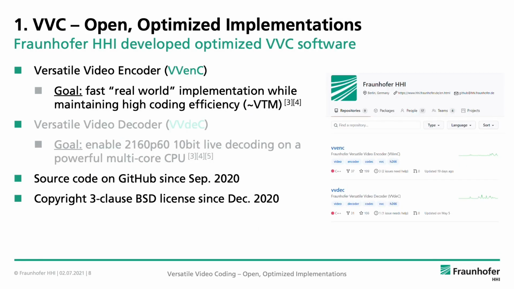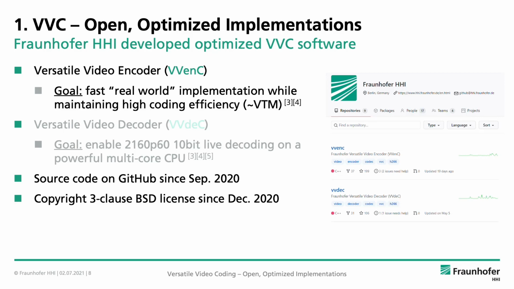So moving away from the VTM slow reference software implementation to optimized, freely available implementations of VVC, this is where we at Fraunhofer HHI developed optimized software. This includes a versatile video encoder, or VVEnc, with the goal to have a fast real-world implementation while maintaining the high coding efficiency of the VTM reference software. In addition to that, we developed and released a versatile video decoder, which is also freely available on GitHub.